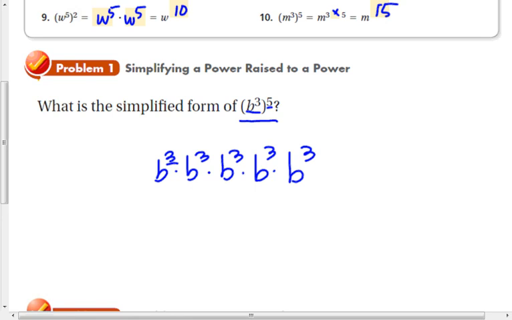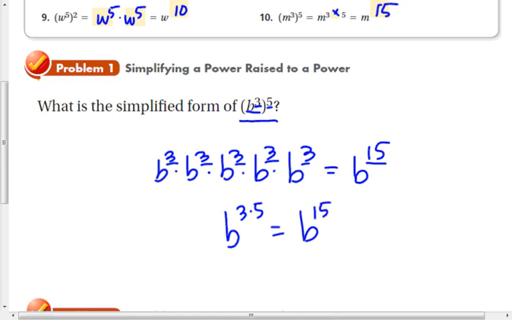And so now we can just add up how many factors of b we have here, and that's 15. But the shortcut is that you might notice that 15 is the same as 3 times 5. So we can just do b to the 3 times 5 when we're raising a power to a power, which is b to the 15th. All right, go ahead, you try that.